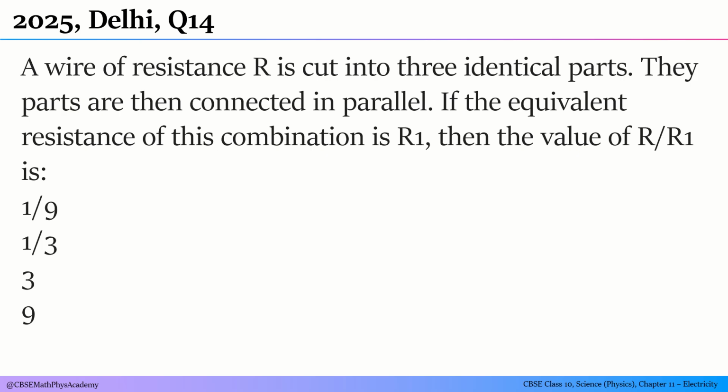The first question is, here I have indicated whatever you are seeing on top. This is the year and the question number. So the wire of resistance R is cut into three identical parts. The parts are then connected in parallel. If the equivalent resistance of this combination is R1, then the ratio of R before cutting and R1 is, there are four options: 1 by 9, 1 by 3, 3 and 9.